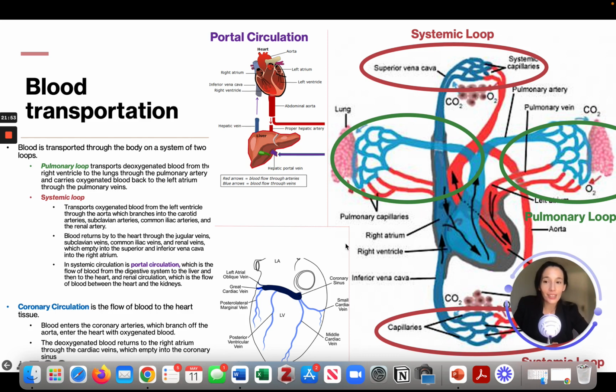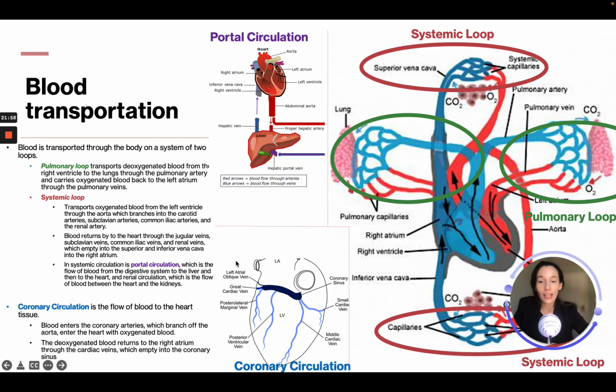So then the last is coronary circulation, which we did talk about a little bit previously, but this is when blood enters the coronary arteries, which branch off the aorta and enter the heart with oxygenated blood, and the deoxygenated blood returns to the right atrium through the cardiac veins, which empty into the coronary sinus. So we can see the coronary circulation down here. We have that coronary sinus, and we have all of these vessels that are providing oxygen for our heart. So those are the different blood transportation systems within the body.